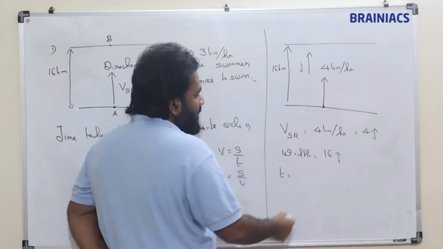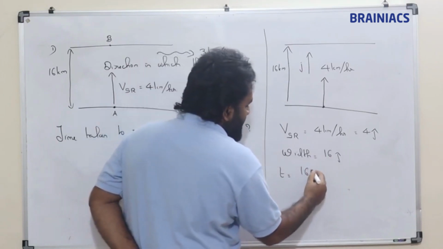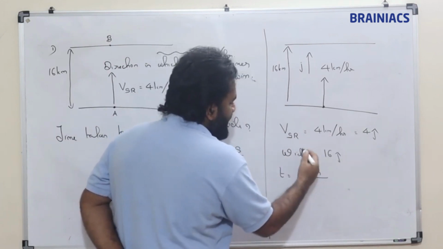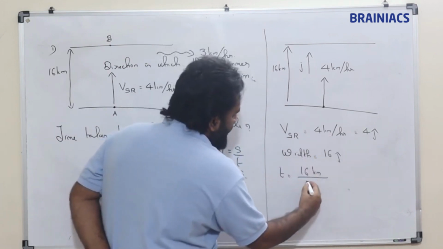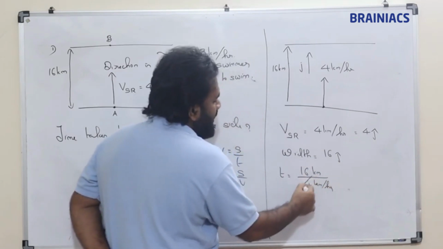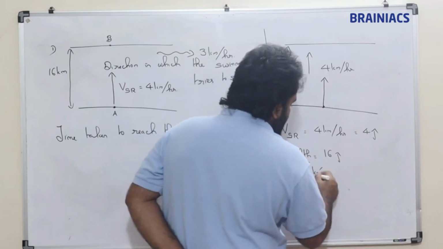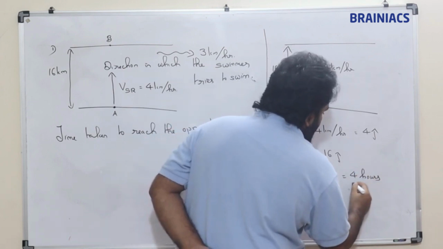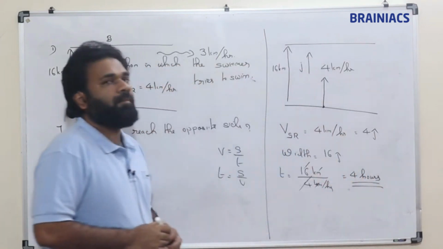S by V. So S is 16 kilometer, divided by V, which is 4 kilometer per hour. If we cancel the units, kilometer will be cancelled off. This is going to be 4 hours.